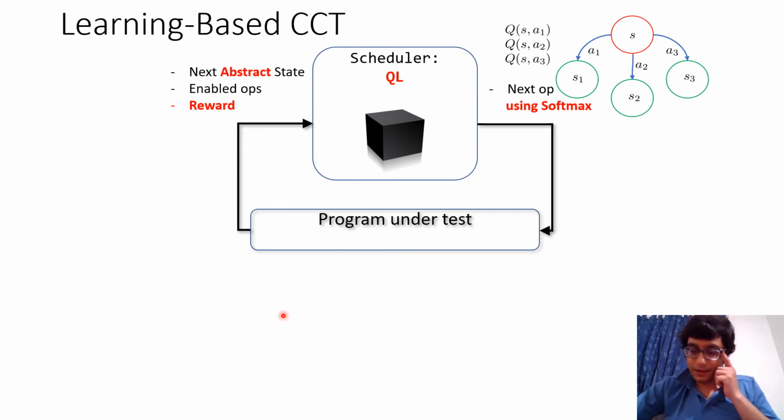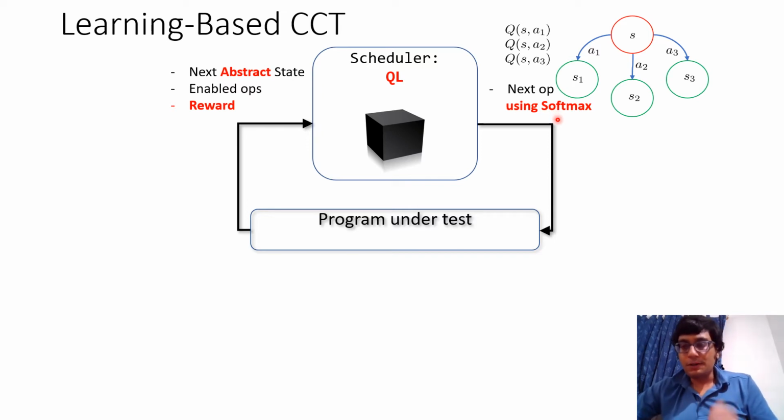At a very high level, this is what the learning-based control concurrency testing architecture looks like. You still have the concurrent program under test, and we now have a scheduler which is based on Q-learning, which we leave as a black box for now. We observe the next abstract state of the program under test, and I'll discuss what abstractions we use very soon. We still observe the set of enabled operations from this abstract state, and we also observe a reward signal from the program under test. And we pick the next action based on a softmax policy.